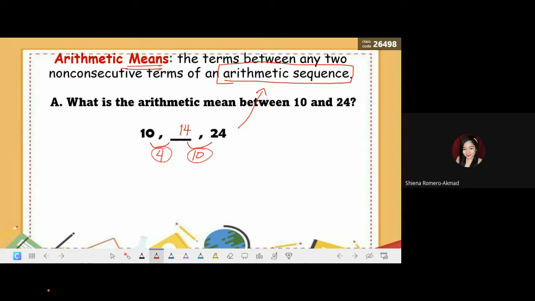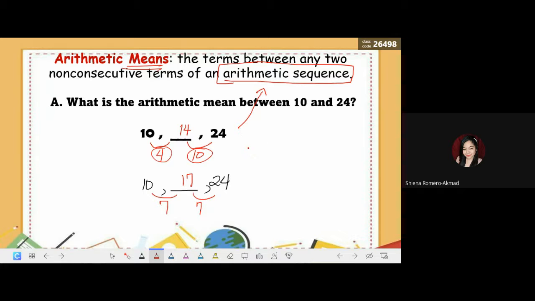17. So, check naman natin yung answer ni Kate. Copyin lang natin dito. So, we have 10, 24, and we are looking for the arithmetic mean. And sabi ni Kate is 17. So, let's find out their difference. 10, 17. So, their difference is 7. And then 17, 24. Their difference is 7.